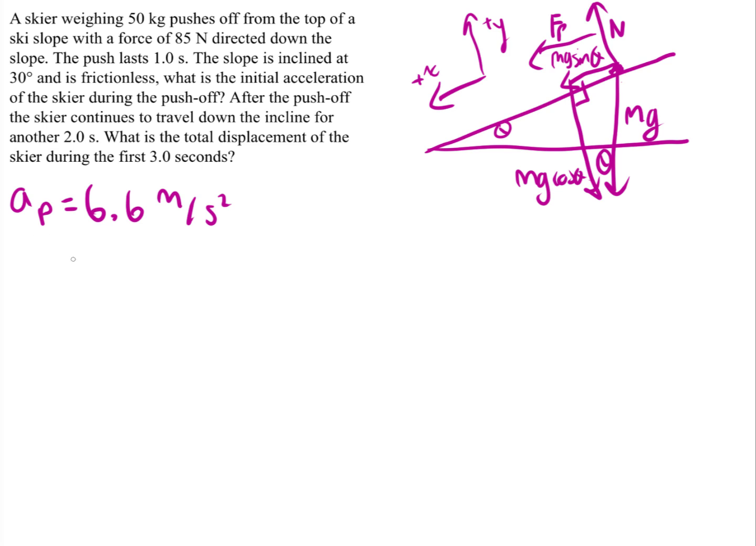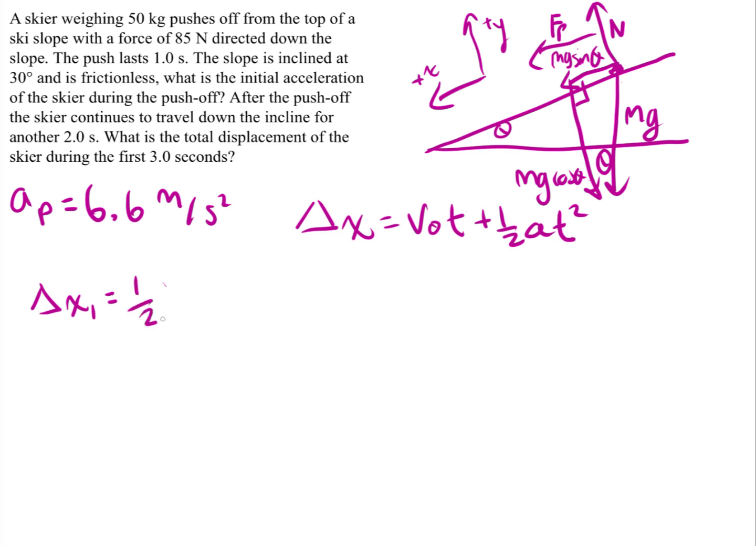So first we need to calculate the distance traveled during the first stage. There's this kinematic equation that says that the displacement is equal to the initial velocity times the time interval plus 1/2 times the acceleration times the time interval squared. So for the first part, we're finding x1. The skier has no initial velocity, since he pushes himself off the top of a ski slope. So the initial velocity is 0 meters per second, and we can ignore this part.